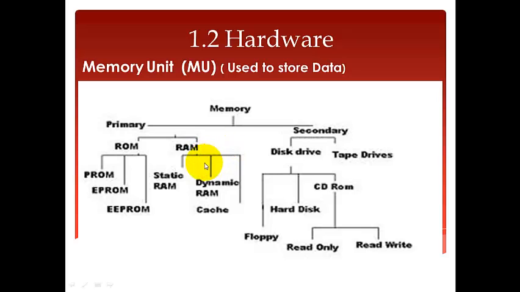In case of RAM, there are two parts: one is static RAM, another is dynamic RAM. And secondary storage devices can be classified into two types: one is disk drives, and the next one is tape drives. In case of disk drives, we have hard disk, floppy disk, and CD-ROM, that is read only and write only, and we have tape drives.